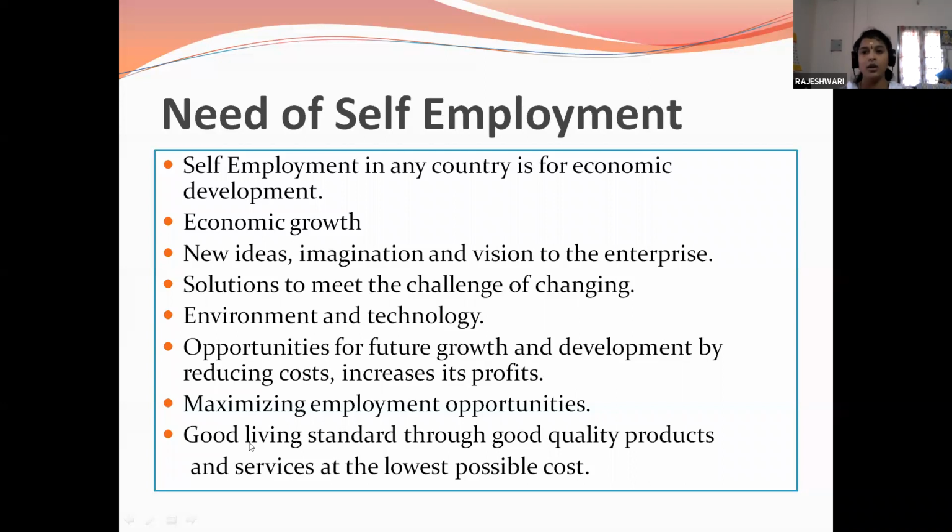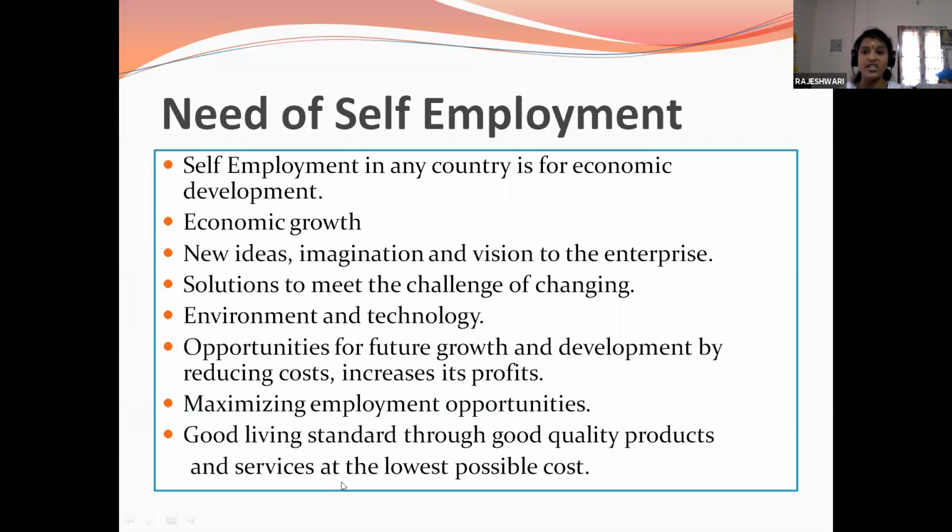Yes, definitely. If we are creating a business, we are giving employment opportunity to our people, and those who are interested in that subject come to our field. We can give more employment opportunity to our people, which will increase the employment opportunities. And good living standard through good quality products. That means good quality, we can implement whatever new technology, and services at the lowest possible cost.